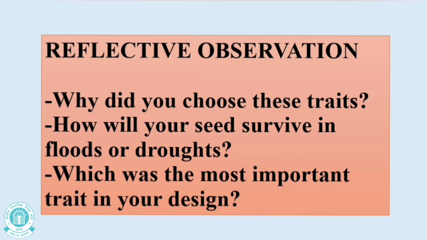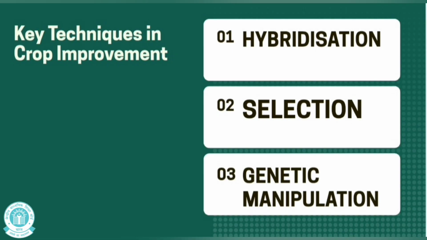Now, dear facilitators, connect their creativity with scientific explanation. Farmers and scientists improve seeds using some major techniques called selection, hybridization, and genetic modification. You may explain these concepts by using certain facts and examples.